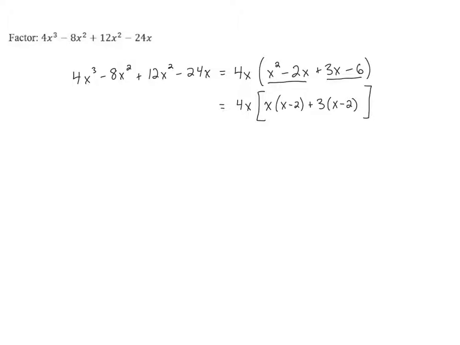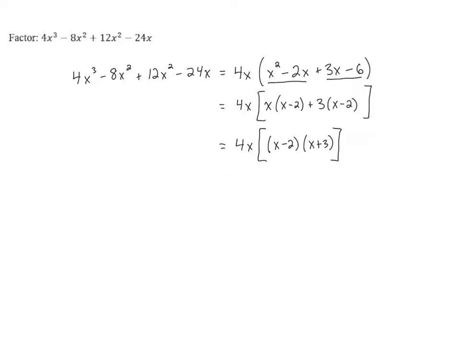Now continuing, we still have the 4x out front. Nothing changes there. But then we have in the bracket the x minus 2 as the GCF between the groups, and the x plus 3 as the leftovers.